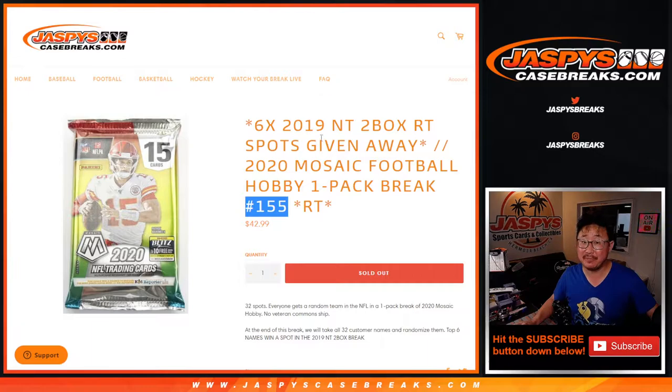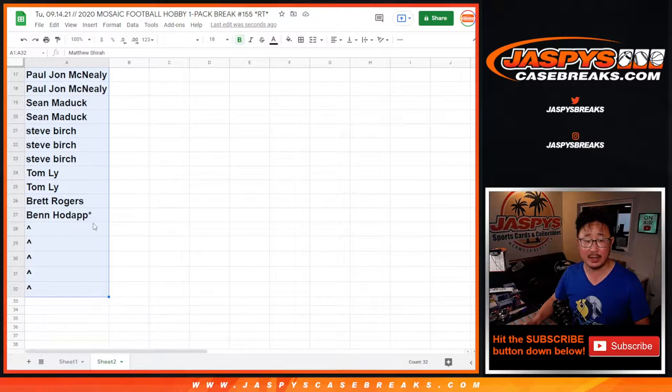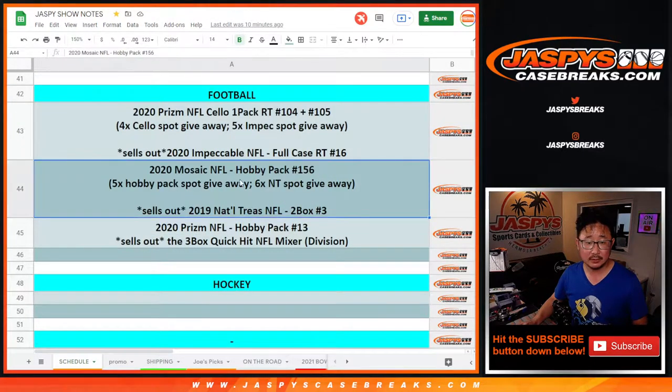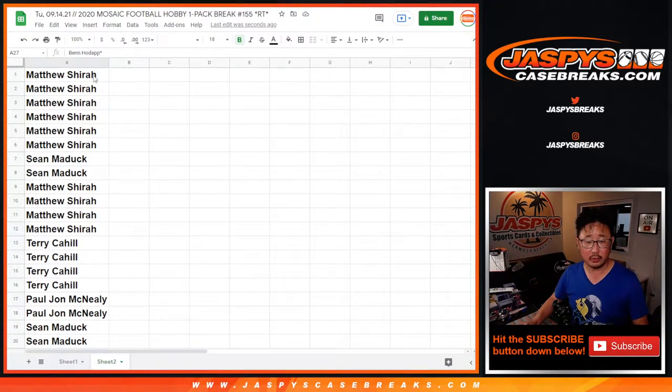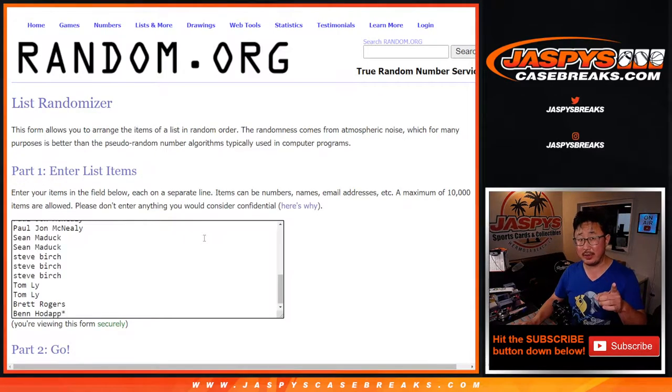Hobby Pack Break number 155 with six 2019 National Treasures football spots being given away at the end of the break. In fact, there's going to be three different dice rolls in this break because, thank you to everybody here for buying spots, we're giving away five spots in this. I think that's what we said. Yeah, so we're giving away five spots. We only sold 27. And the first dice roll is going to be the giveaway for the five spots within the pack break. The second dice roll will be the break itself, and the third dice roll will be the NT spot giveaway.